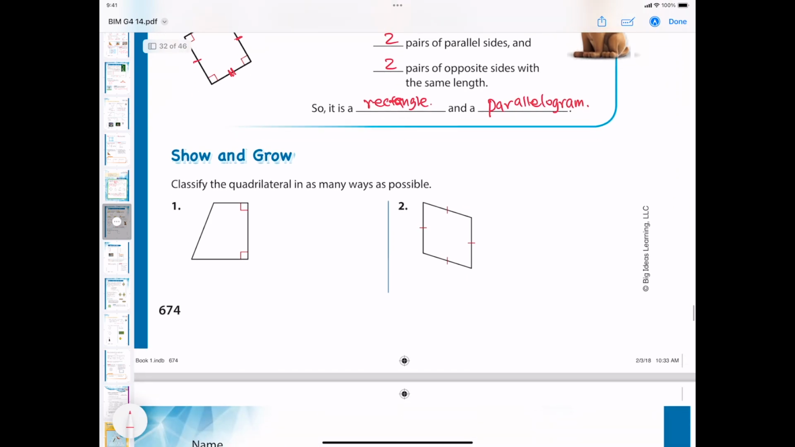Alright, let's practice more. Classify the quadrilateral in as many ways as possible. This is a trapezoid. It has only one pair of parallel sides. Number two has four equal sides and two pairs of parallel sides. That means it can be a rhombus and also a parallelogram.